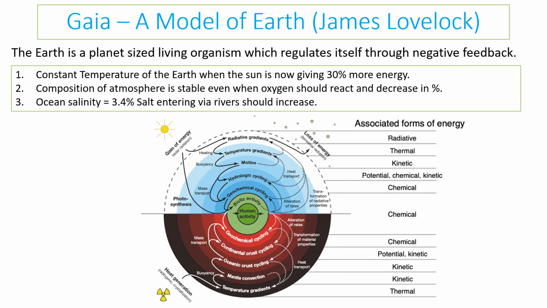So the Earth is a planet-sized living organism, according to James Lovelock, and those factors make the Earth a stable organism. The Earth regulates its own temperature. And James Lovelock has been able to use this model of the Earth being an organism to predict how the Earth will change in the future and to explain how the Earth works.